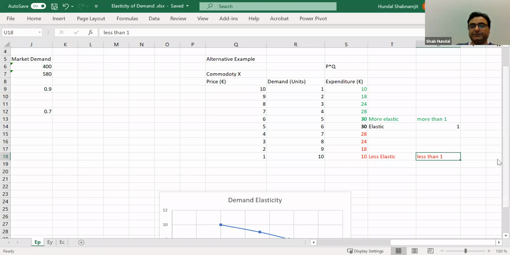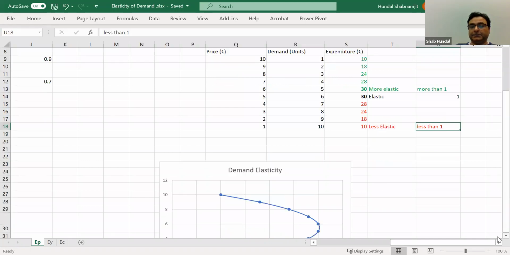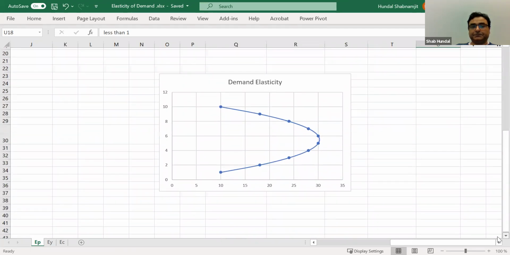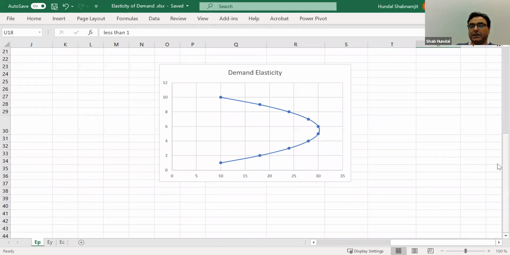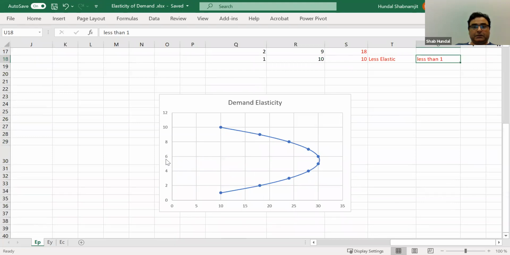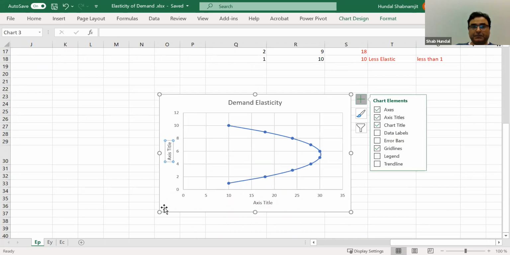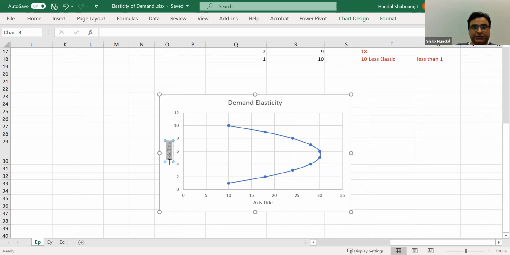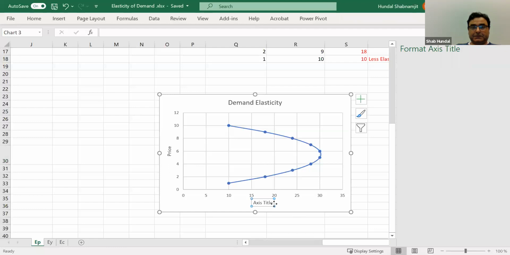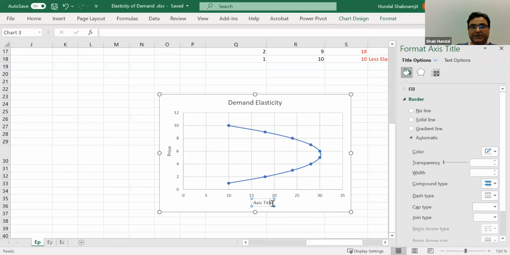And if I plot it, then this is how the graph should look like. So on the y-axis, I measure the price. So let me call it price then. I didn't say it, I should have. And on the x-axis here, I call it expenditure.